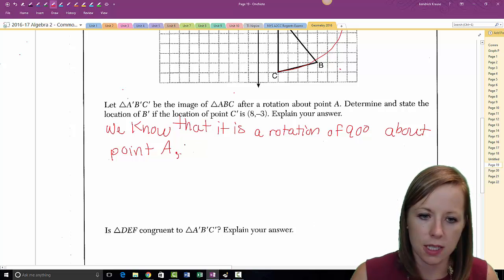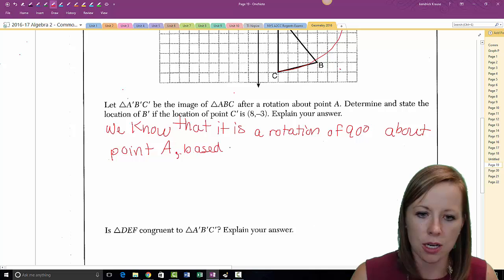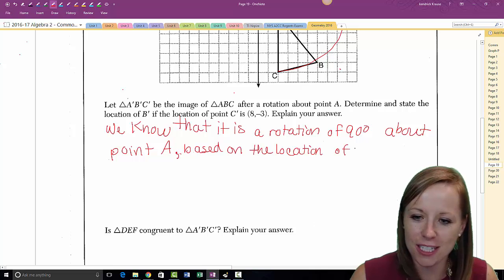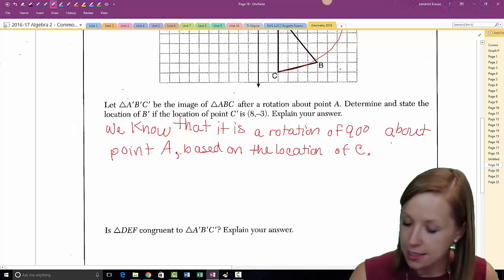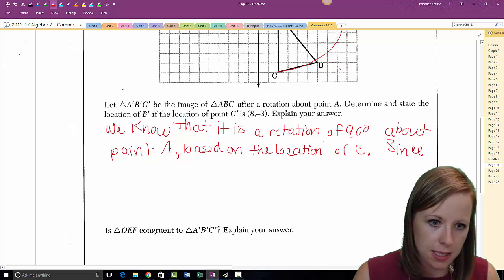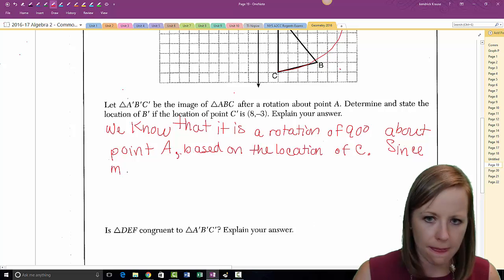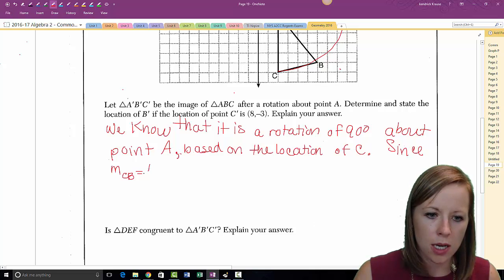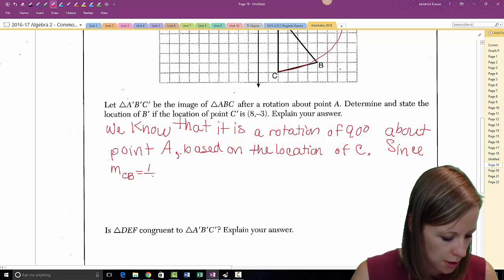Based on the location of C. Got it. Okay. Since I did the slope from B to C, so since the slope from C to B is up 1, what did I say? Up 1 over 4.